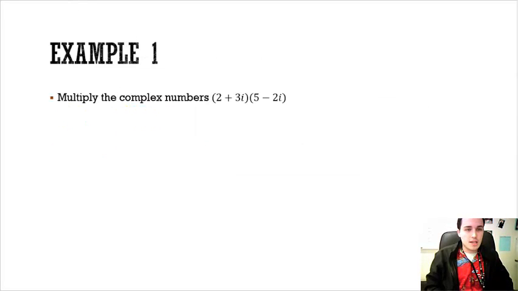Okay, so here's an example. We're going to multiply this together. So FOIL, 2 times 5 is 10. 2 times -2i is -4i. Just multiplying these numbers together. 3i times 5 is positive 15i. And here we go. Here's that last step I was talking about. 3i times -2i. First of all, positive times negative would be negative. All right? And 3 times 2 is 6.